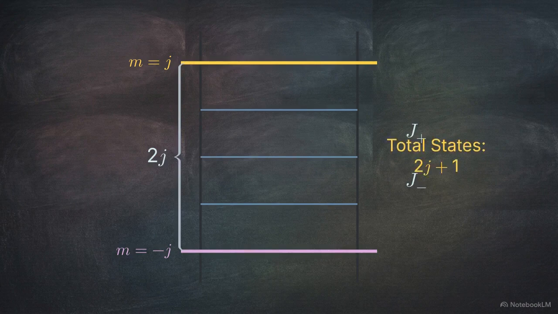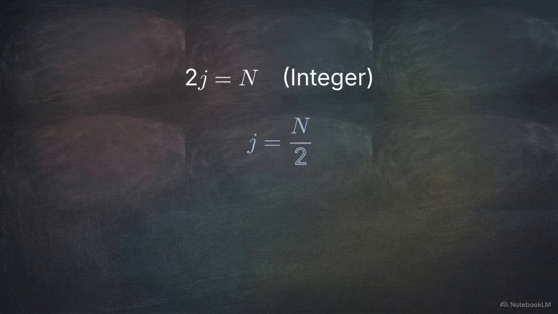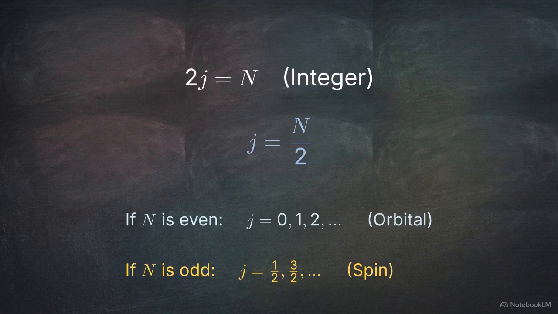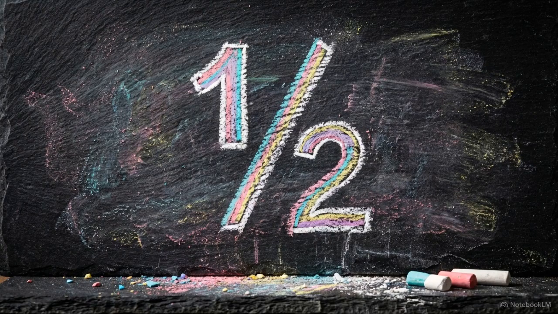Because the ladder steps strictly in integer units of h bar from negative j to positive j, the total number of allowed states in this bounded sequence is exactly 2j plus 1. For the ladder to connect precisely from bottom to top using integer steps, the distance between them, 2j, must be an integer. This mathematical limit forces the quantum number j to be either a whole integer, which describes orbital mechanics, or a half-integer. Classical physics could never predict a half-integer state. The abstract algebra of the commutator requires the existence of half-integer intrinsic spin.